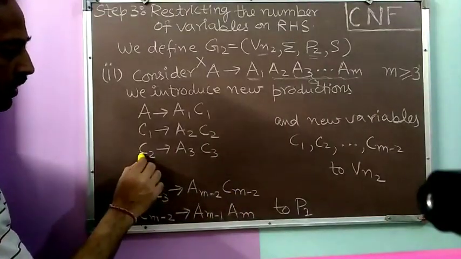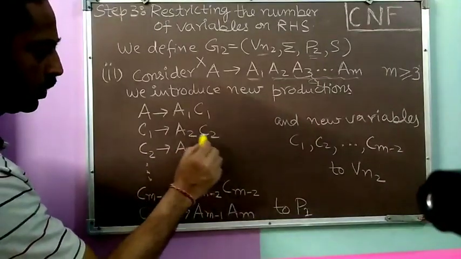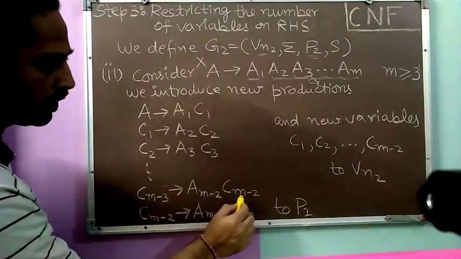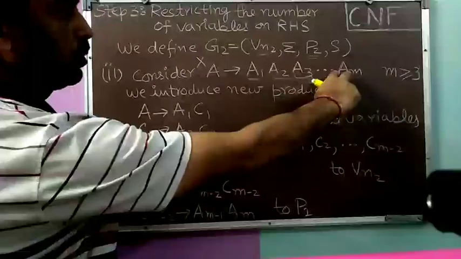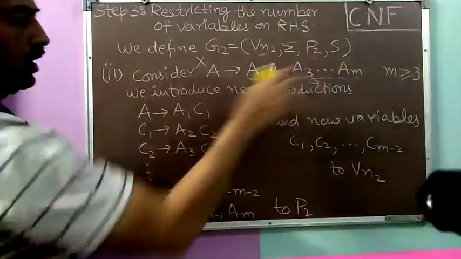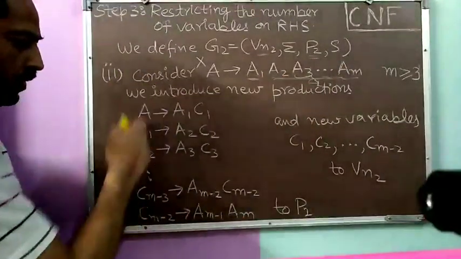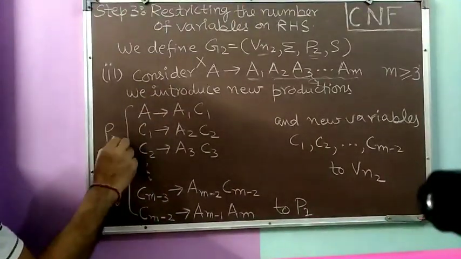If it is 3, it is also 3, if it is 2, it is also 2. So if it is M minus 2, then it is M minus 2. And then C(M minus 2) will be the last two symbols, that is A(M minus 1) and AM. So we will keep on doing this, and we will introduce this set of productions into P2.